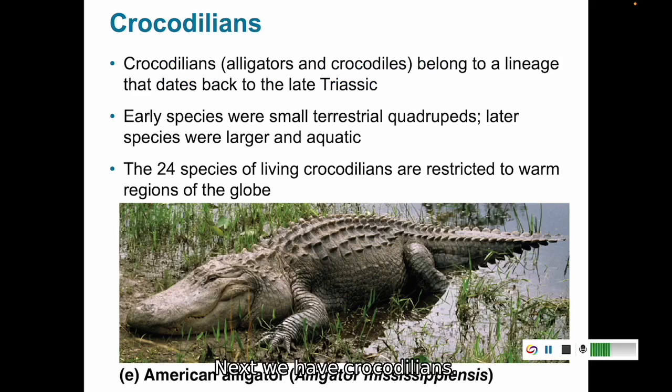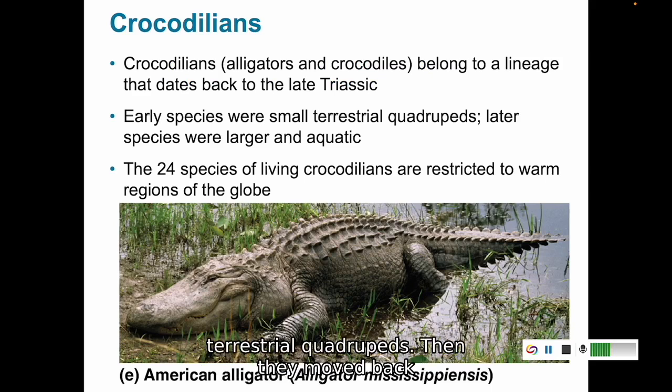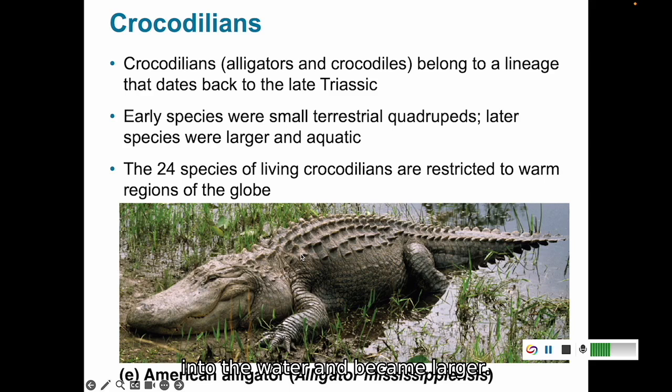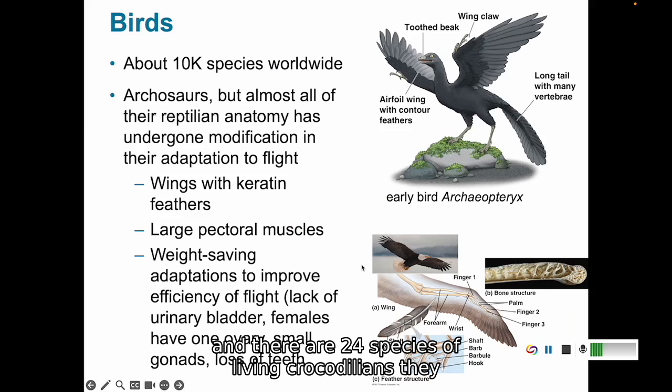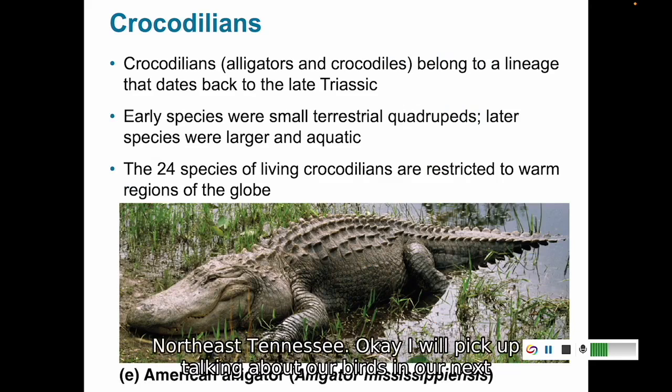Next we have crocodilians. Crocodilians are alligators and crocodiles, and their lineage dates all the way back to the late Triassic. The early species were small terrestrial quadrupeds. Then they moved back into the water and became larger. And there are 24 species of living crocodilians. They are restricted to warm regions of the globe. We should not see alligators and crocodiles here in Northeast Tennessee.